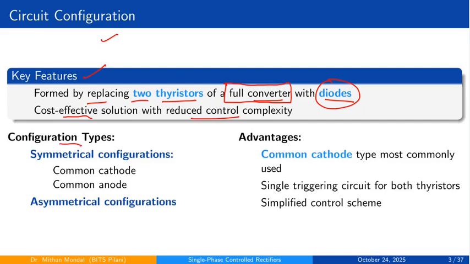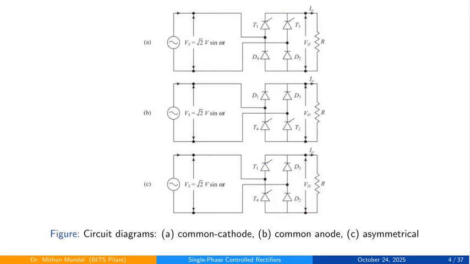When we talk about the configuration, there is a symmetrical configuration in the common cathode mode and the common anode mode, and there is an asymmetrical configuration. So we will see the symmetrical as well as the asymmetrical configuration. The common cathode type is the most commonly used, and it is simple in terms of triggering for both the thyristors, with a simplified control scheme.